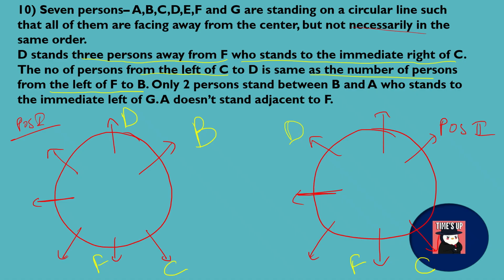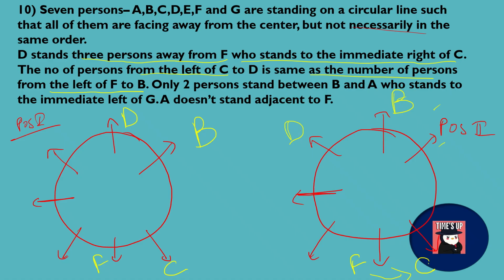Correct? In this, what you will do? From C to D, from left, two persons are there. Okay? Left means this way you will go. So, two persons are there between C to D. So, same number of persons should be there from left of F. Two persons should be placed. 1, 2. B will be placed here then. Correct?